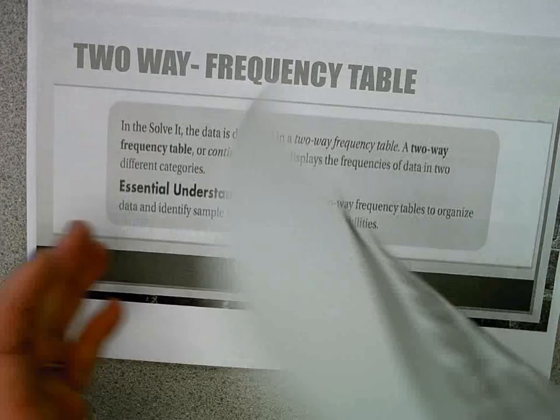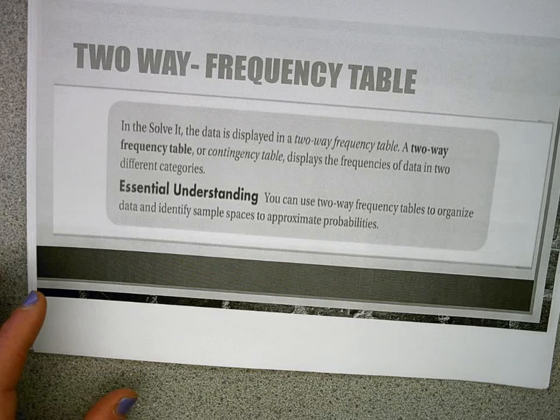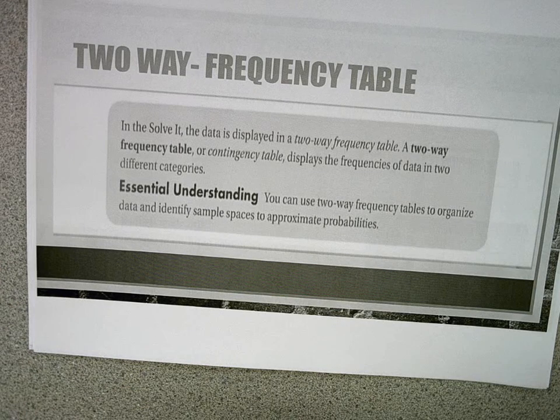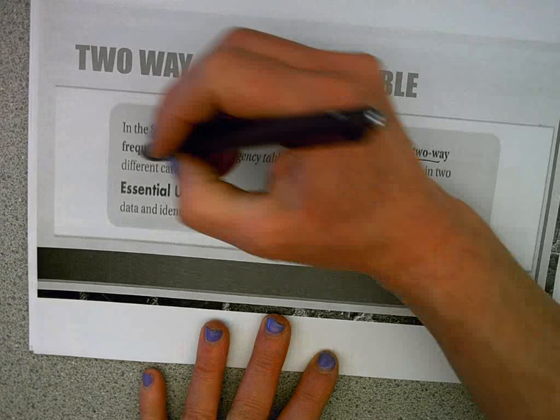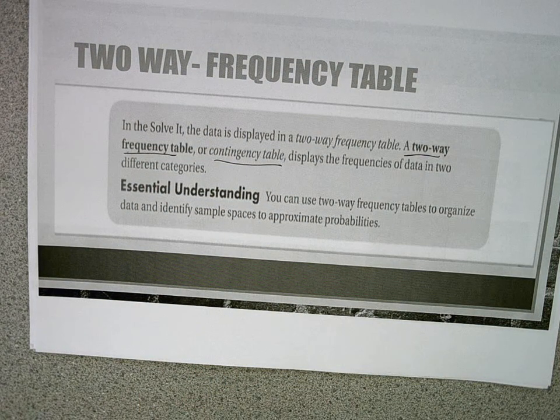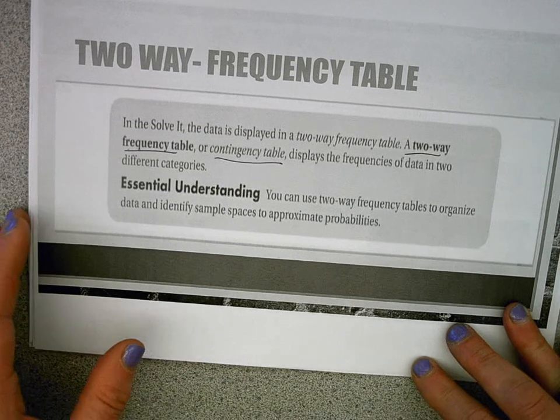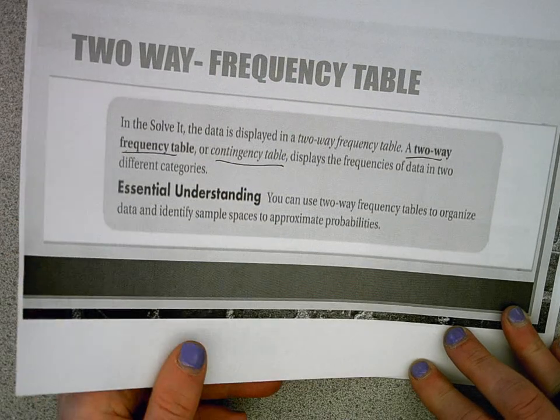At the top of your notes, you are going to see a two-way frequency table definition. A two-way frequency table is also called a contingency table, and it usually displays data in two different categories. It helps you really organize it. It helps you identify sample spaces. What we did with the dice, with rolling two dice, and somewhat with the cards, was a two-way table. So it's going to help us do probabilities.